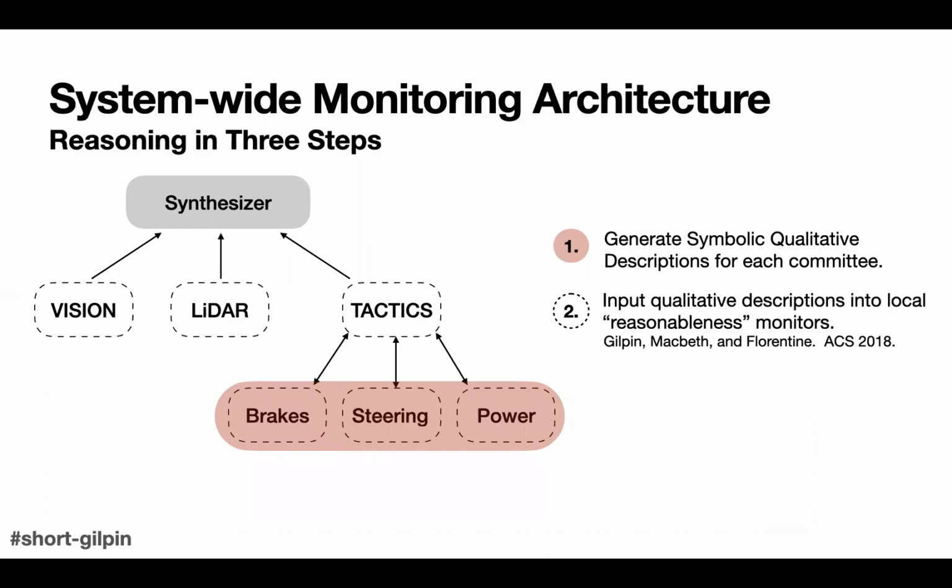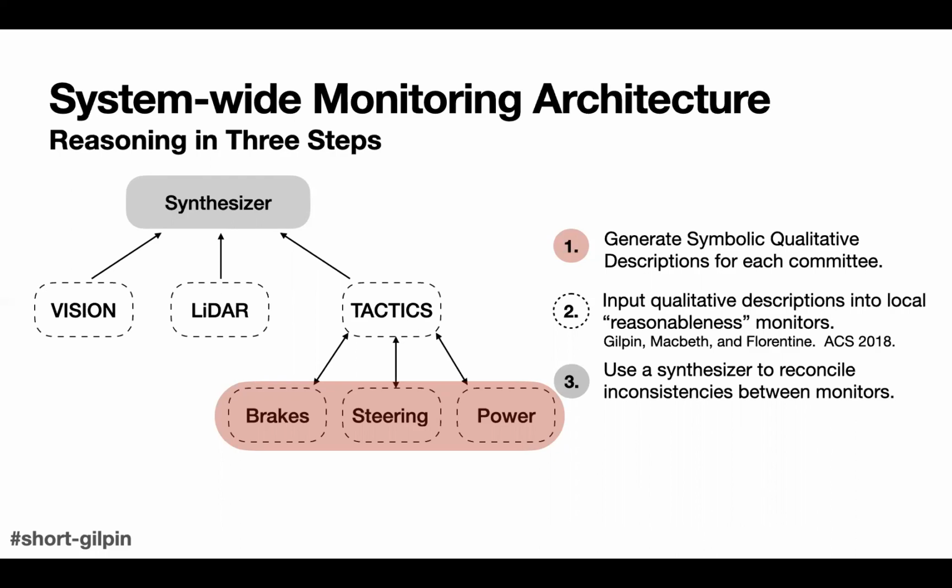And this builds upon previous work that I showed in ACS along with Jamie Macbeth and Evelyn Florentine on building these types of monitoring systems for opaque scene understanders. I've applied that to full system design. And now the third part, which I'll be describing in detail, is how I use a synthesizer that can reconcile these inconsistencies between monitoring outputs.